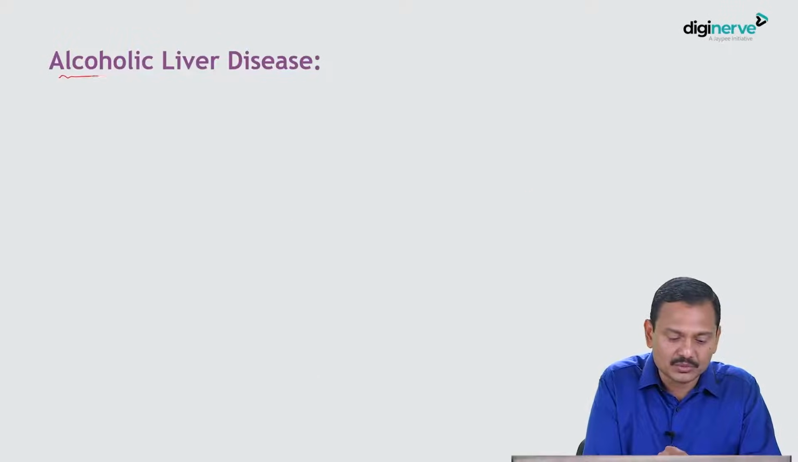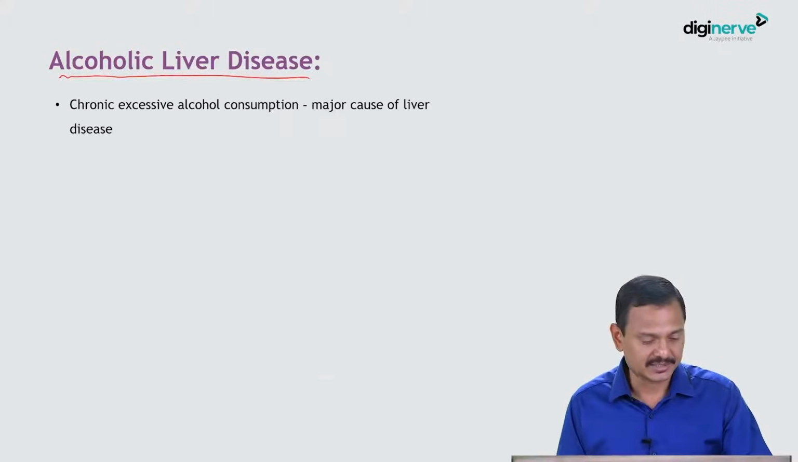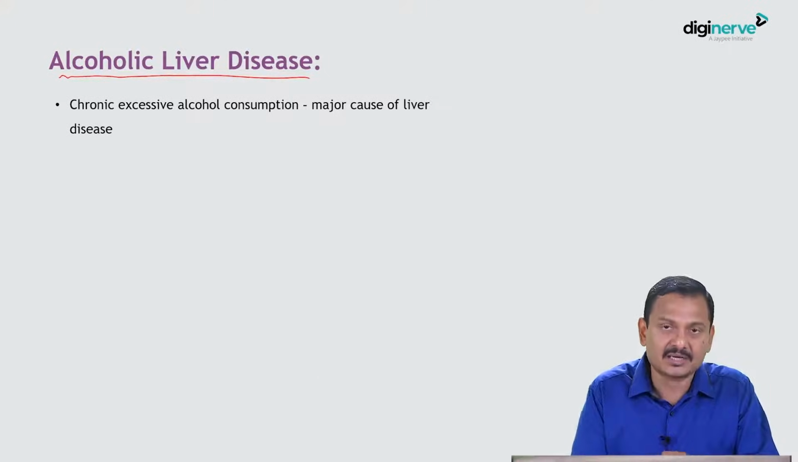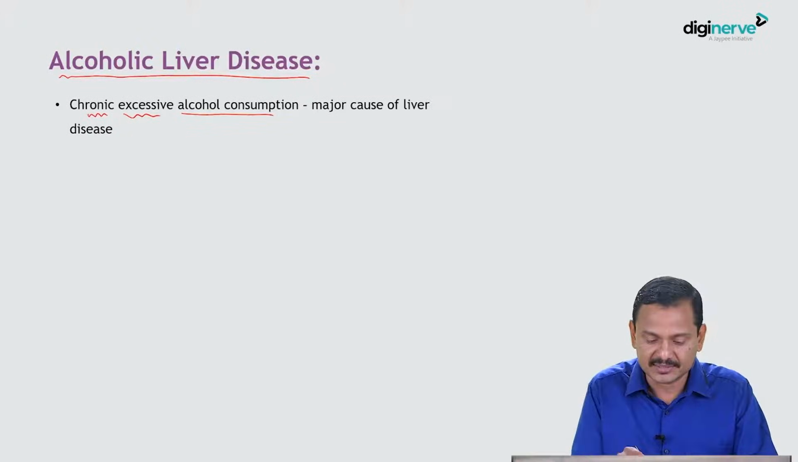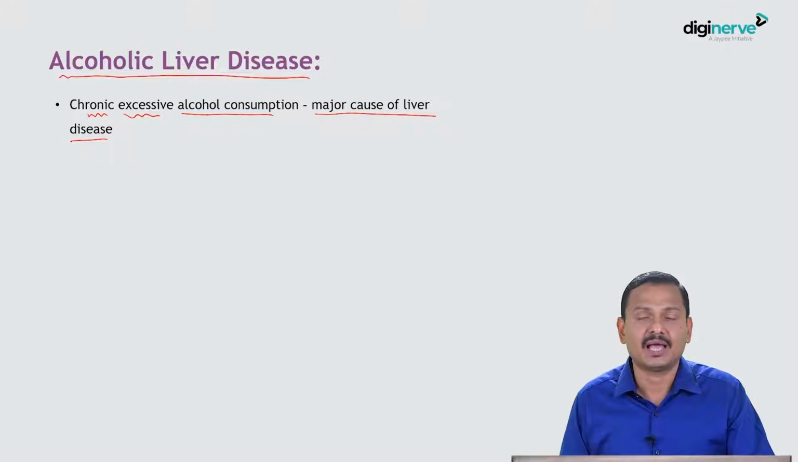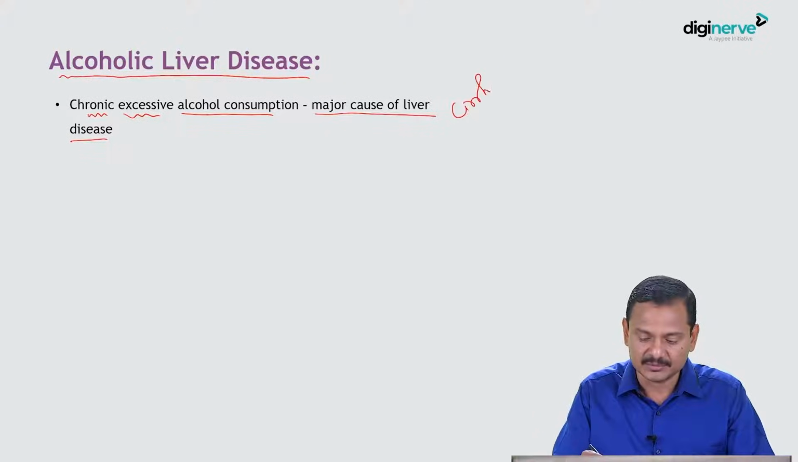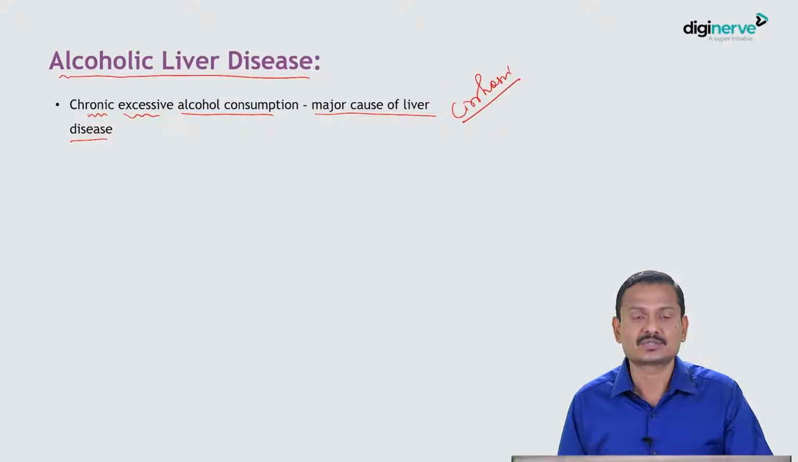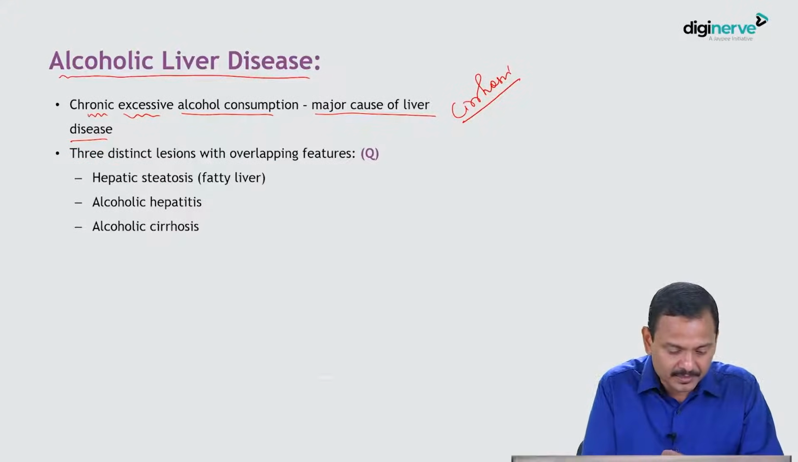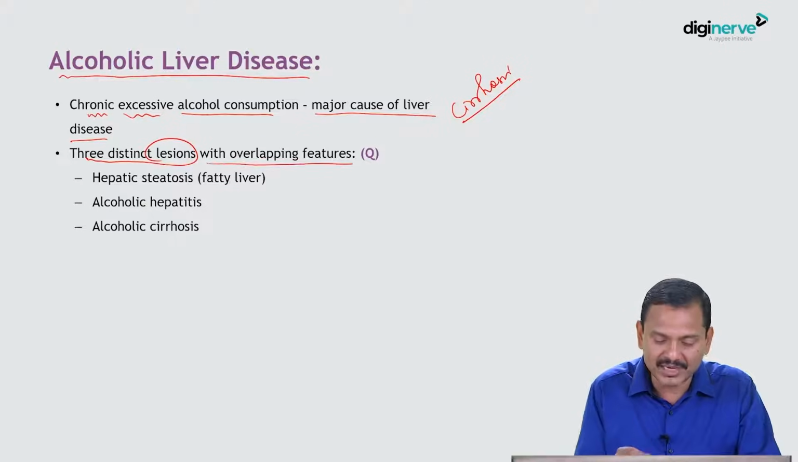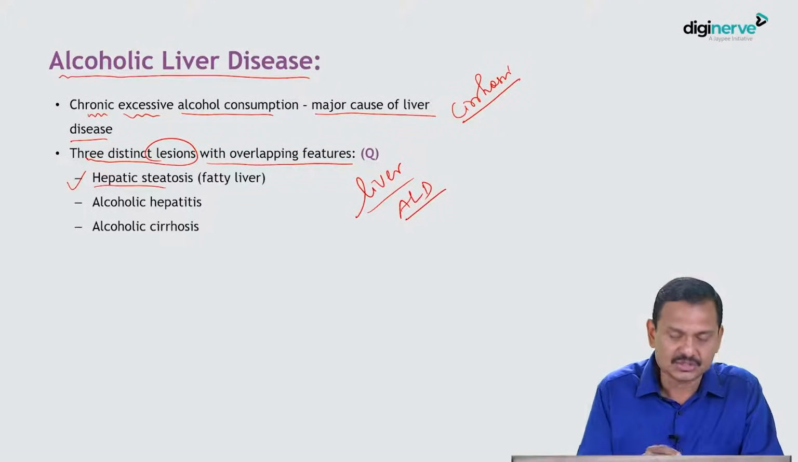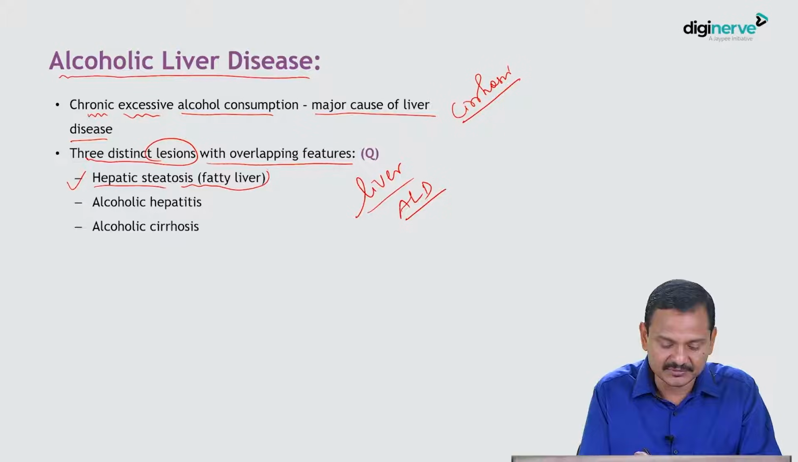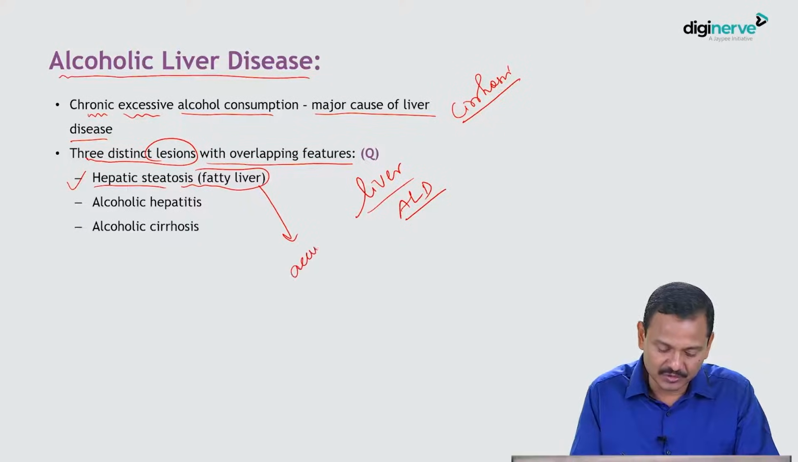Now we will go to alcoholic liver disease. Alcoholic liver disease occurs because of chronic excessive consumption of alcohol, and this is the most important cause of cirrhosis of liver. Three distinct lesions with overlapping features are encountered in the liver in alcoholic liver disease, and they are hepatic steatosis, which means fatty liver or accumulation of fat.